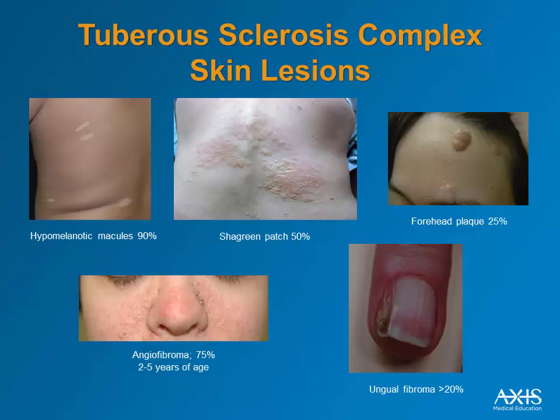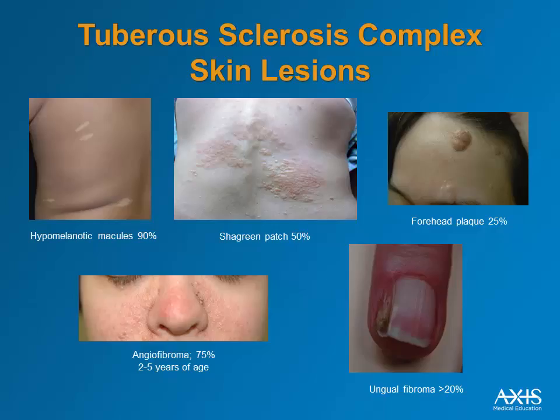The second feature is the shagreen patch, which, as you see, is present in about half of affected individuals. It is usually seen on the back, especially in the lower back and the flank region. It has its onset in early childhood, not typically in infancy, and represents a kind of connective tissue dysplasia in the skin, which can be highly characteristic of tuberous sclerosis complex.